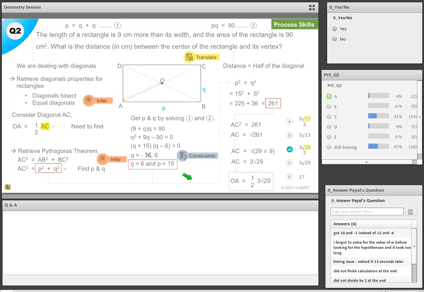Got 10 and -1 instead of 15 and -6. That's your quadratic equations. You need to focus on making sure that you know how to solve quadratic equations. So that's your algebra. Now observe, all of these various concepts and process skills are utilized to solve a single question in geometry. So you cannot take geometry in isolation. You need to understand where it is that you're faltering, then build those skill sets and come back to such questions.